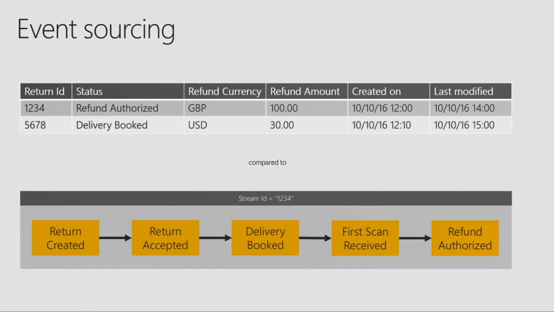At the top is a typical current state model. Notice how you can't really see what's happened prior in each of these returns. You can only see the current state. So at the bottom is an event stream for a given return. And what you can see here is you've got a full audit trail of everything that has happened.